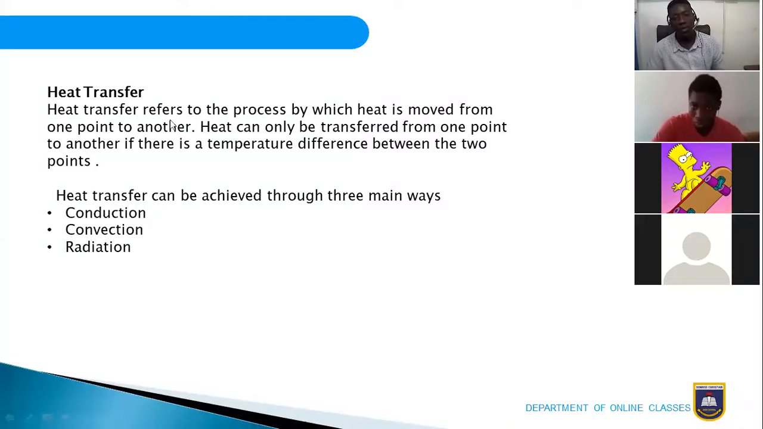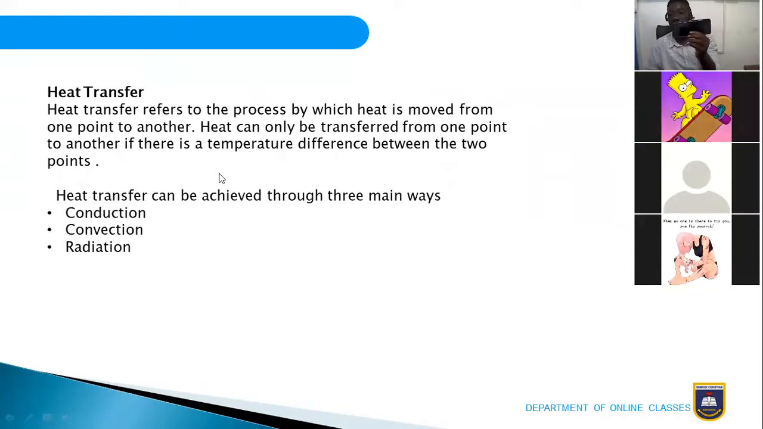So heat can only be transferred from one point to another if there is a temperature difference between the two points. I made mention of that. Let me demonstrate that again. I apply, let's say, a point that has a temperature of 0 degrees Celsius. And I apply a temperature over here, which is at 5 degrees Celsius. Here will still be 0 because I didn't apply any heat at this point. But here it's at 5.